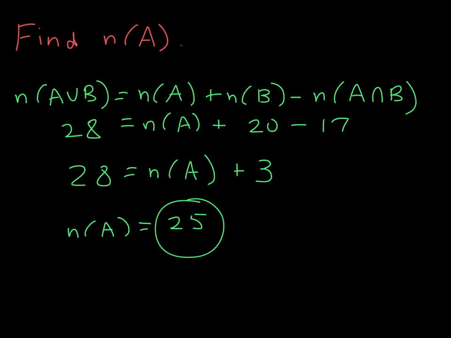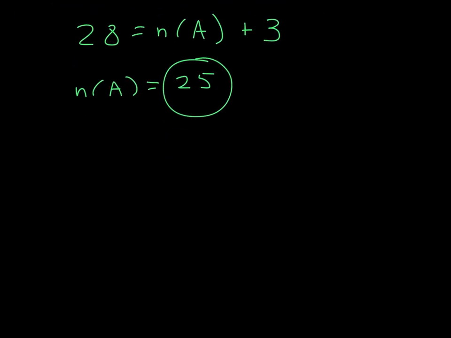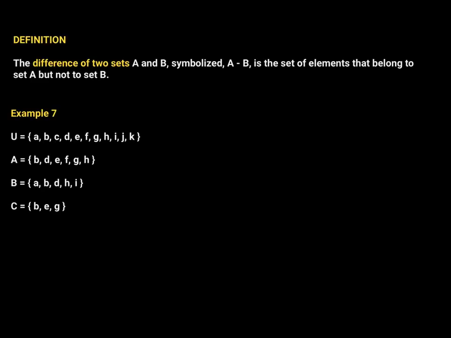Okay, folks, 2 operations remain, and that is the difference of 2 sets and the Cartesian product. Let's start with the difference. All right, the difference of 2 sets A and B, symbolized A minus B, is a set of elements that belong to A but not B. All right, so given these sets here, the first thing they want us to find is the difference between sets A and B. Now remember, this is a set of all elements that are in A but not B.